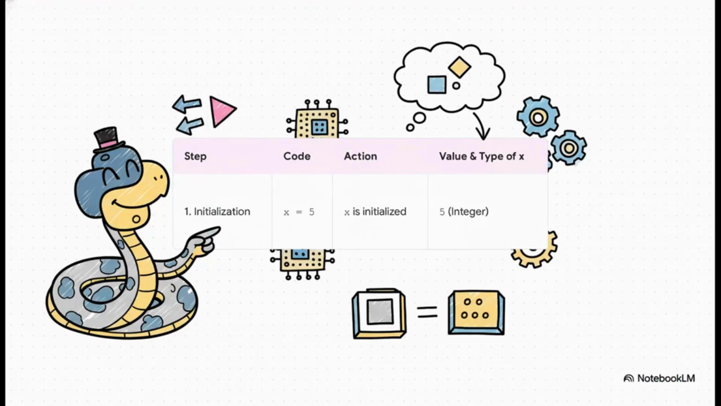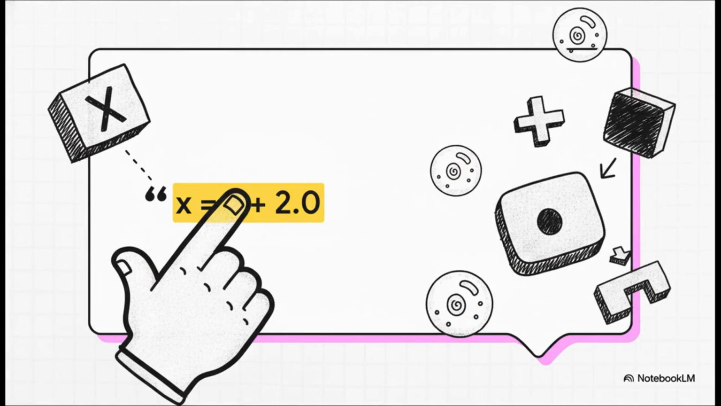Okay, this table here is going to be our guide through this whole process. And step one, super straightforward. The code is just x equals 5. Python creates our variable x and assigns it the integer value of 5. Easy enough. So right now, the value is 5 and its type is an integer. So far, so good.